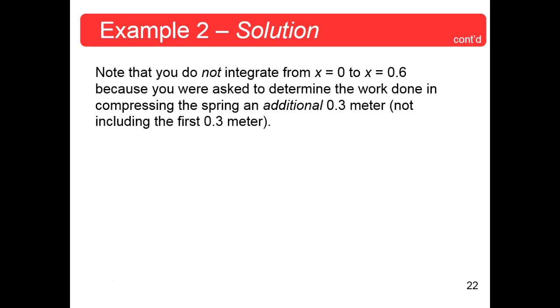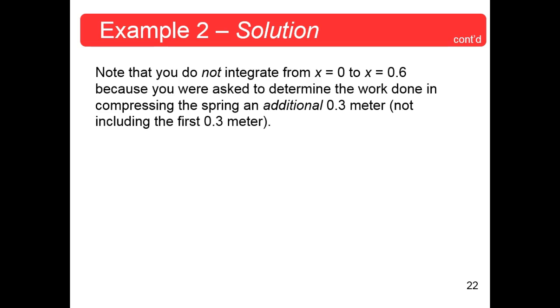Note that you did not integrate from 0 to 0.6 because you're not finding that. You've already compressed it, and then you're compressing it more. You're asked to determine the work done from compressing it an additional 0.3 meters, not including the first 0.3 meters.